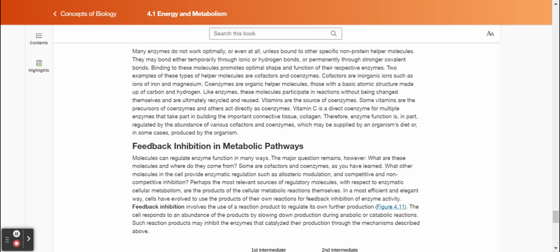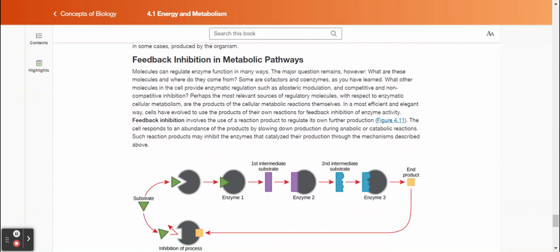Vitamin C is a direct coenzyme for multiple enzymes that take part in building the important connective tissue, collagen. Therefore, enzyme function is, in part, regulated by the abundance of various cofactors and coenzymes, which may be supplied by an organism's diet, or in some cases, produced by the organism.